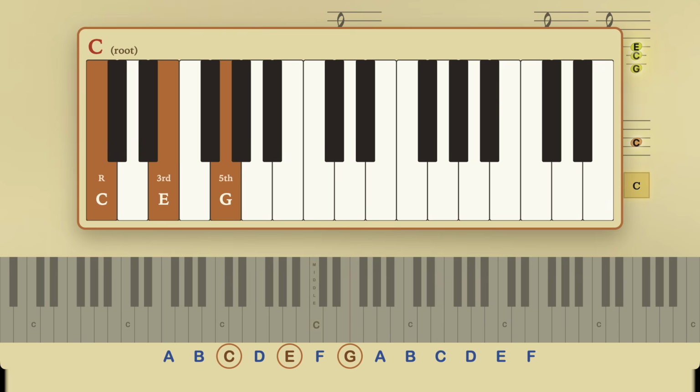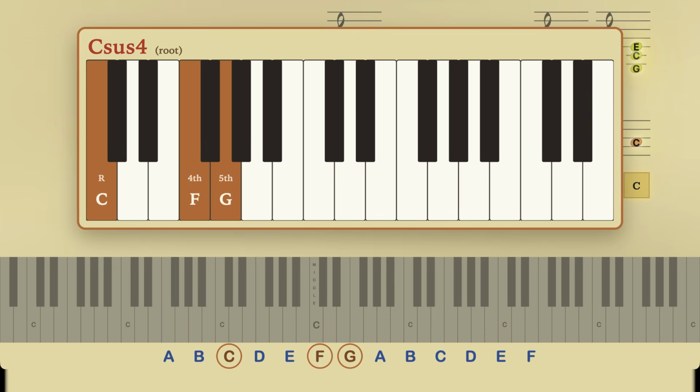But if we look at a sus4, there it is, C, F, G. That F right there is a suspension of the E. It's just going next door for a second and then it can come back down. Sometimes they don't come back down, but it's always called a sus4. You're just taking that third of the chord and doing that.